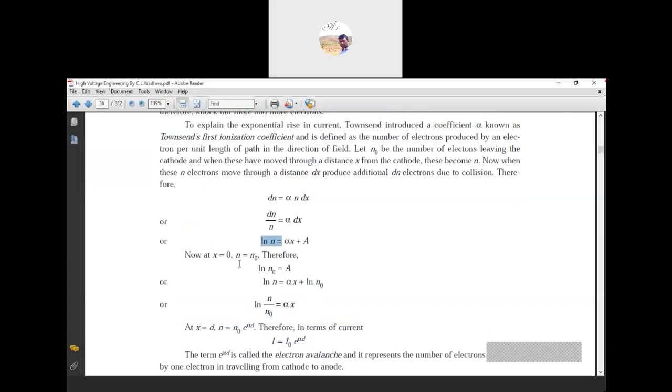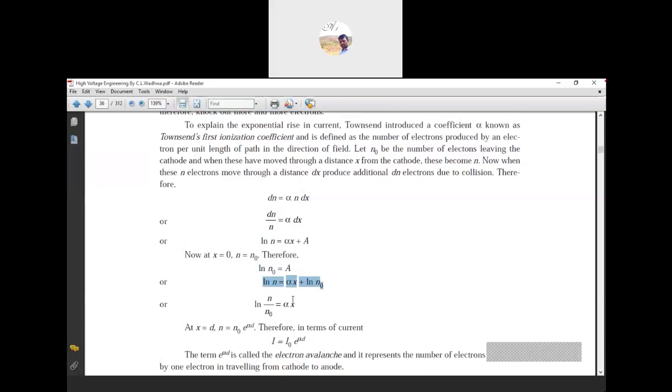Okay, so whatever ln n is there, that will have the n naught. From this equation, whatever the equations are, we are applying the above equation. Then we get I is equal to I naught e power of alpha d. So here, sir, how does this equation come in the exponential form?